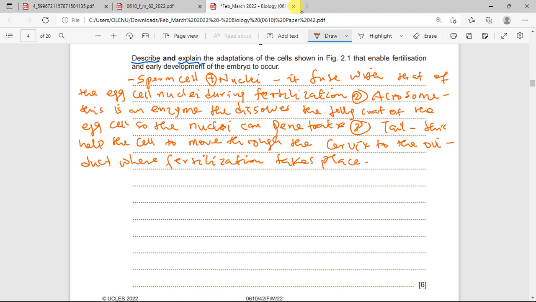The fourth point, I'm just talking about sperm cells here, then I'll look at egg cells, is that sperm cells also have a high concentration of mitochondria. Now, these help to provide the energy. This helps in respiration to provide energy for movement of sperm cells.